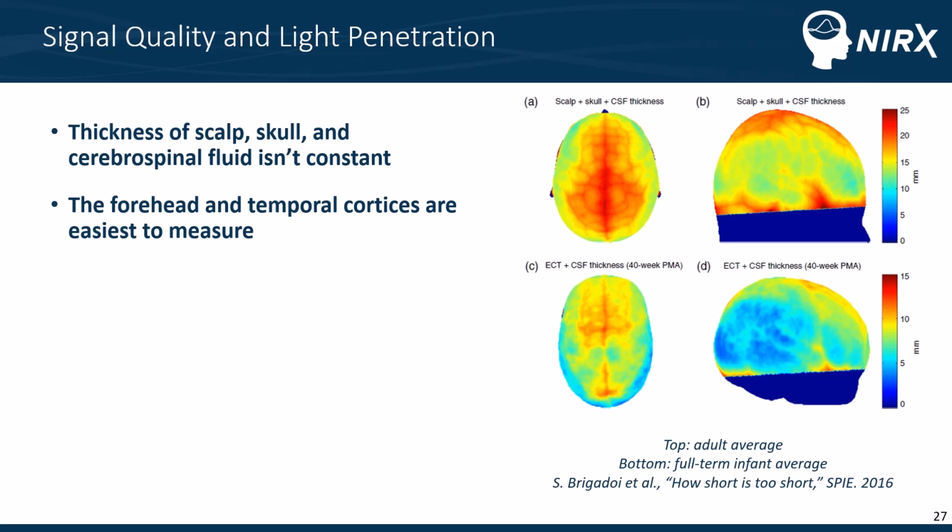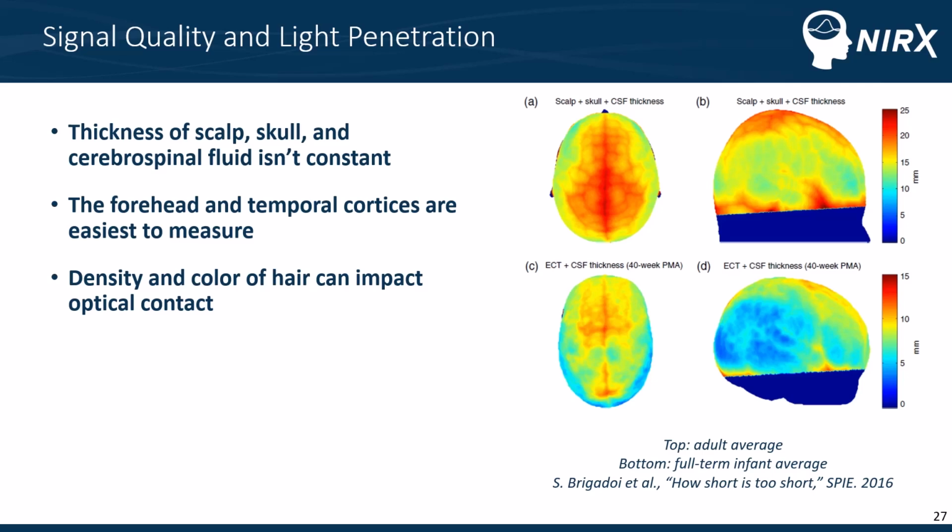Over here we've got this reflection of these infant measures, and you can see that the scale is much lower, and even still we have much thinner scalp, skull, and cerebrospinal fluid in infants on the top of the head. So you tend to get much better signal quality in infants, and the same also happens in geriatric populations because our scalp, skull, and cerebrospinal fluid thickness decreases. So you tend to also get very good signal quality in geriatric populations as well.